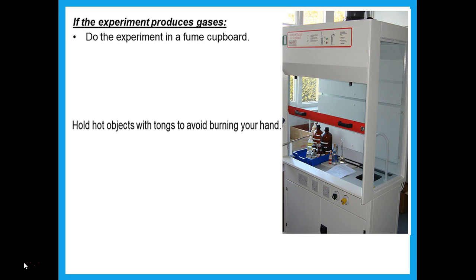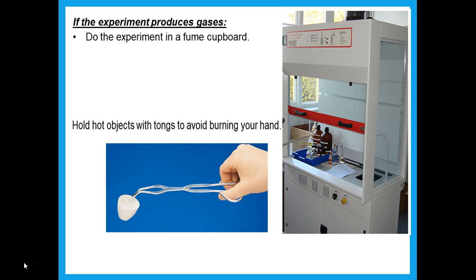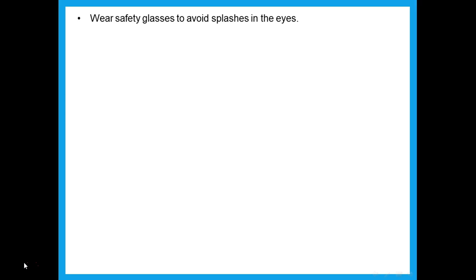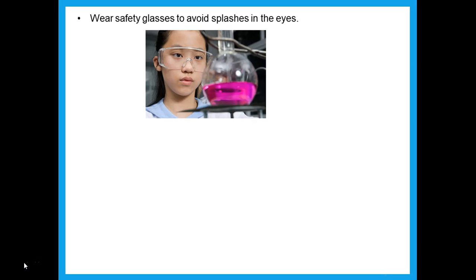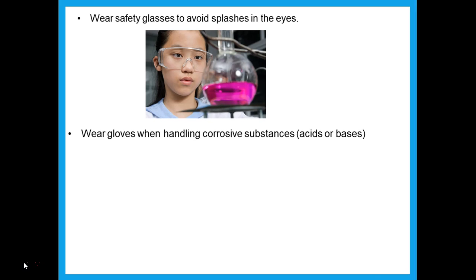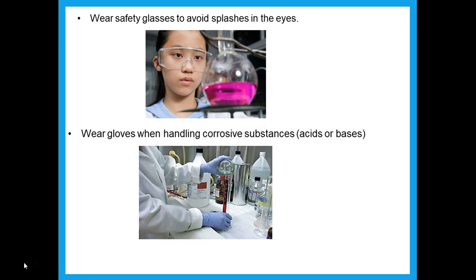Now, if I'm not doing anything with gases, then I need to tell him to hold the hot objects with tongs. So if I'm not using gases, I'm not using ethanol, I'm heating it, then I can tell him to hold it with tongs, or wear safety glasses to avoid splashes in the eyes, or wear gloves when handling corrosive substances. So if we're talking about things involving acids or bases, then I tell him to wear gloves.